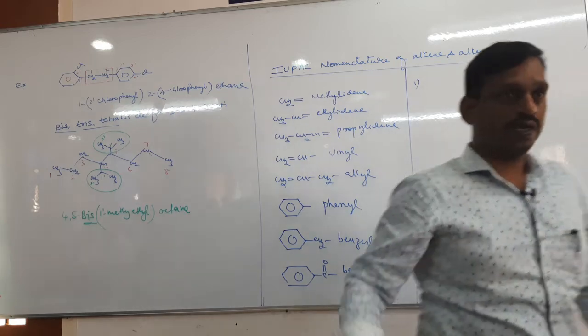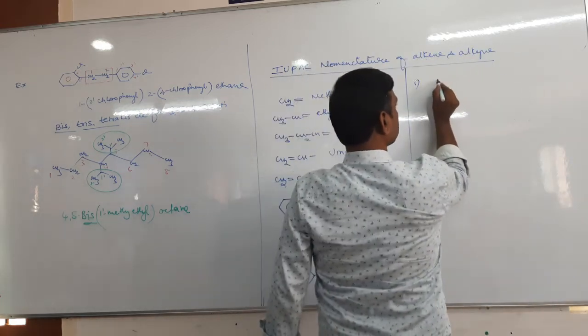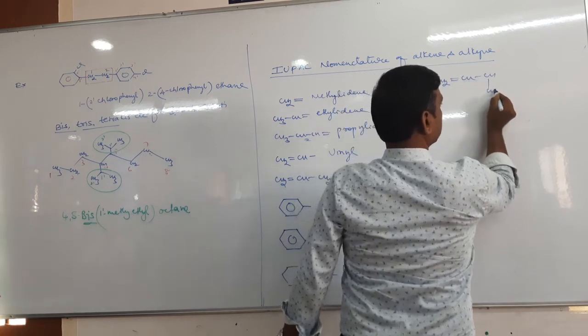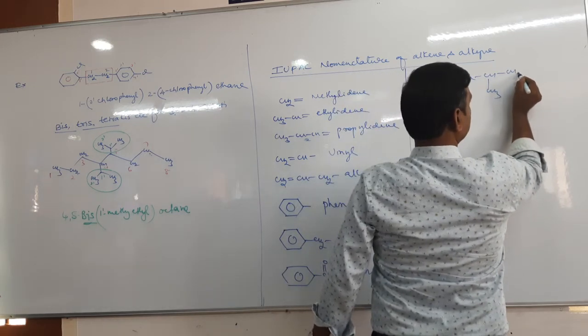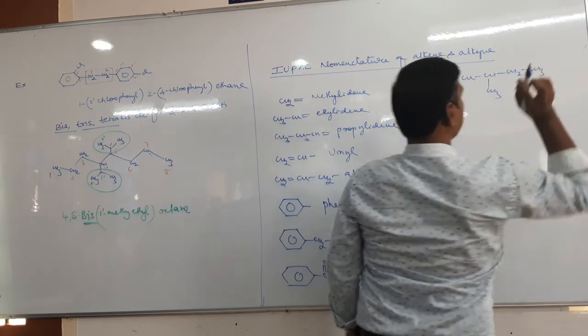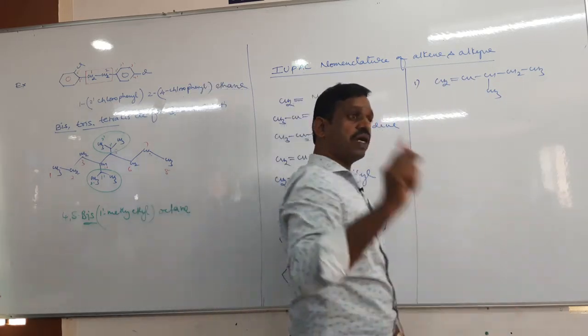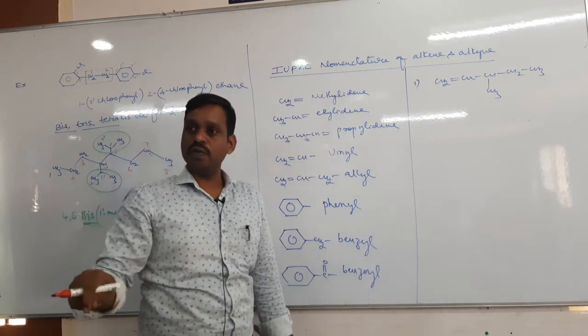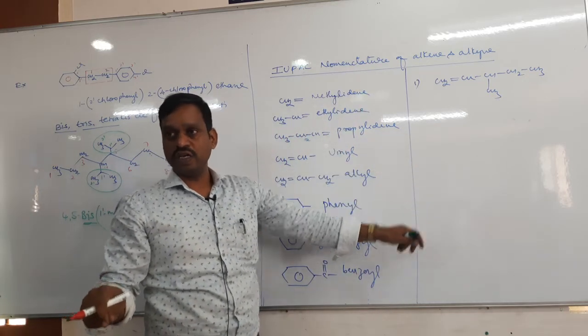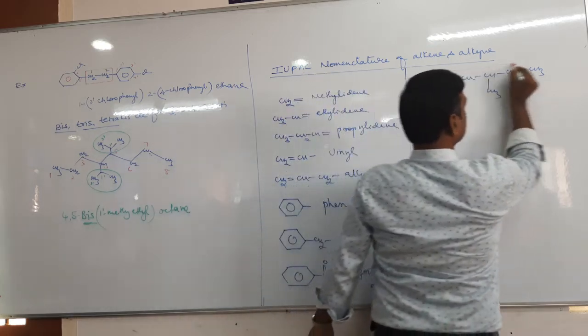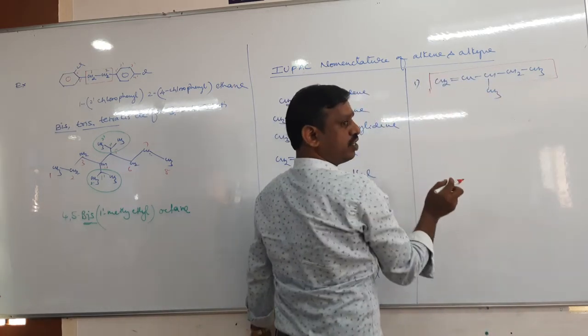For example, let us take CH2=CH-CH(CH3)-CH2-CH3. Then which is the parent chain? If there is a double bond, it must be in the parent chain. If there is a triple bond, it must be in the parent chain. Therefore, now this is the parent chain.